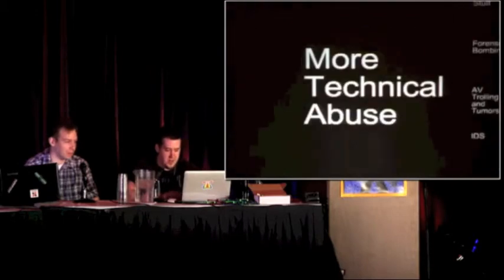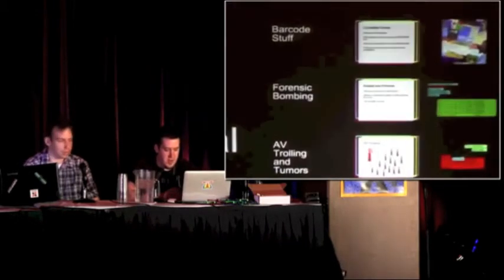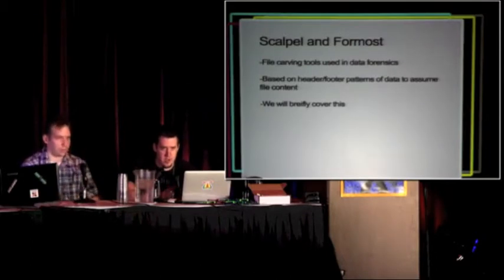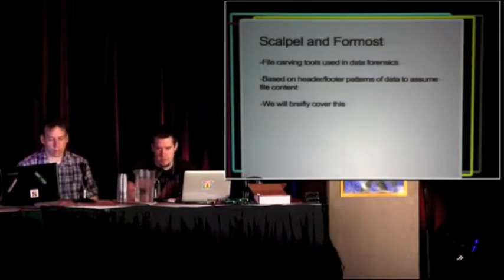So now onto the technical stuff. And these first two things I'm going to race through because I did talk about some of these tools at HOPE 9 with the Explosive Stego talk. But I'll talk about a little bit of forensic stuff, Scalpel and Foremost. It just looks for headers and footers.